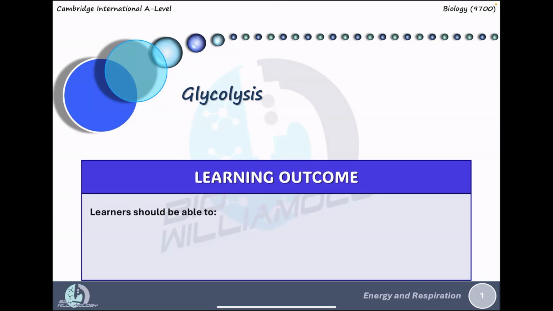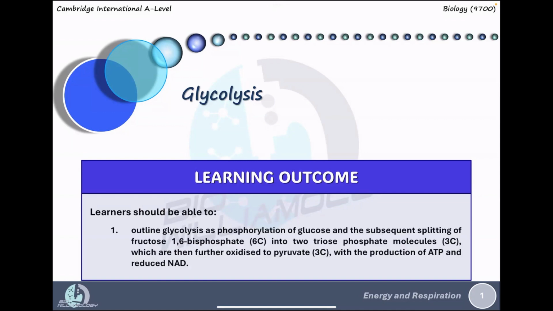In this lesson, we will explore glycolysis. At the end of this lesson, you will be able to outline glycolysis as phosphorylation of glucose and the subsequent splitting of glucose 1,6-bisphosphate into two triose-phosphate molecules, which are then further oxidized to pyruvate with the production of ATP and reduced NAD. Let's get started.